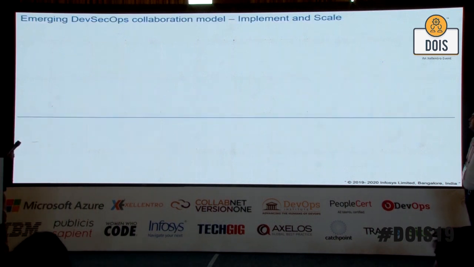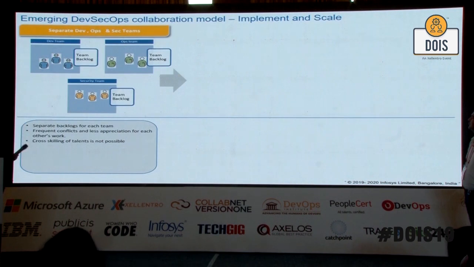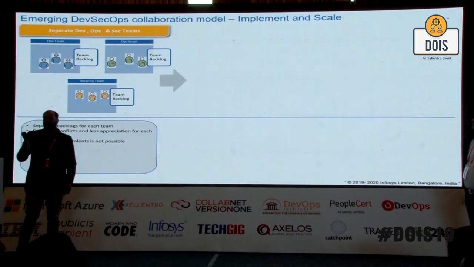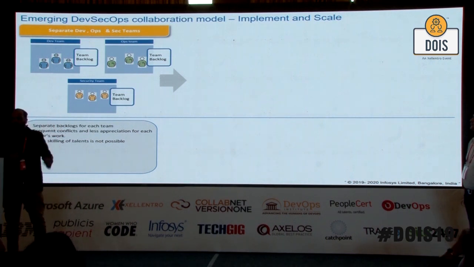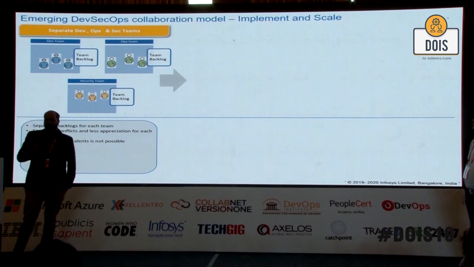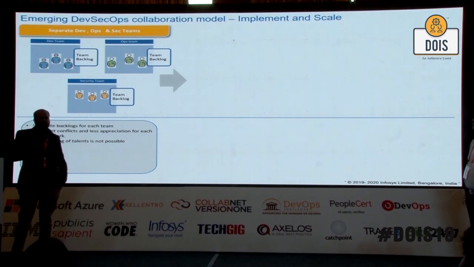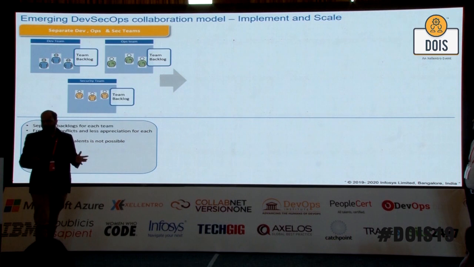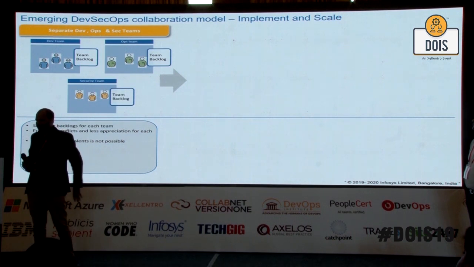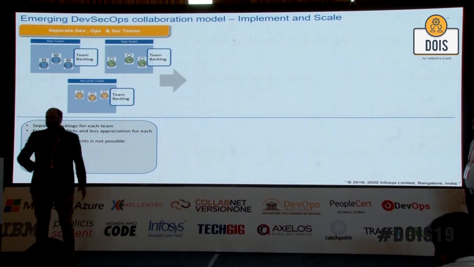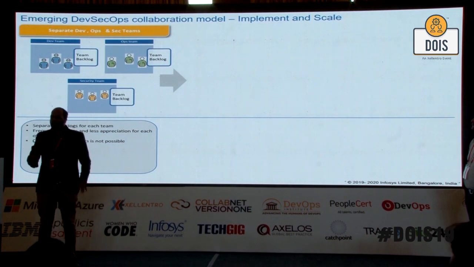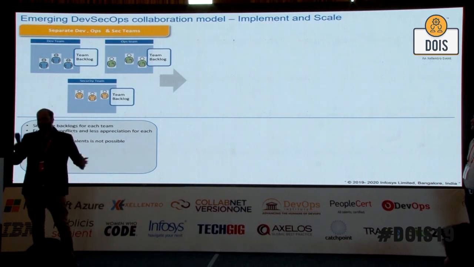If you see in my next slide, let's say this is our team, where all three teams are working in silos. Here my feedback mechanism is delayed. The development team has developed the code and passed it to testing, they have tested and passed it to the ops team to deploy, and then it came to the security team after a long time.